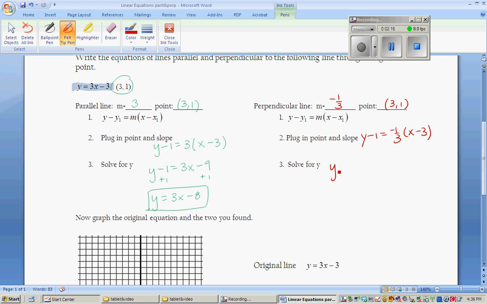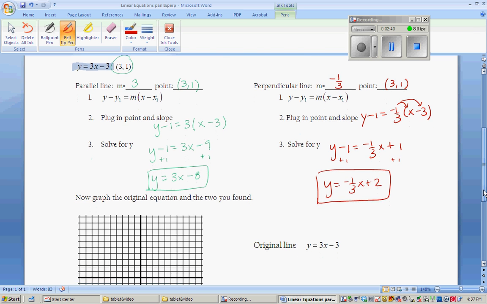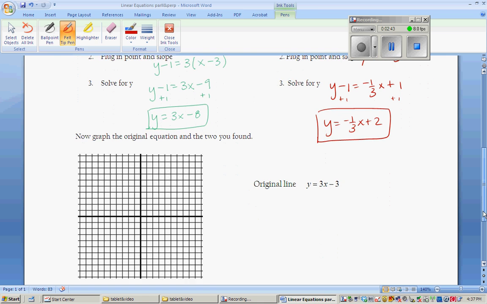So we get y minus 1 equals, and we're going to distribute this through, -1/3 x, and -1/3 times a -3 is just a +1. And now we're going to add 1 to both sides, and we get y equals -1/3 x plus 2. If you want to see how you can graph these to have them look the same, continue with the video. Otherwise, that's about all I'm going to say about writing the equation of a line.